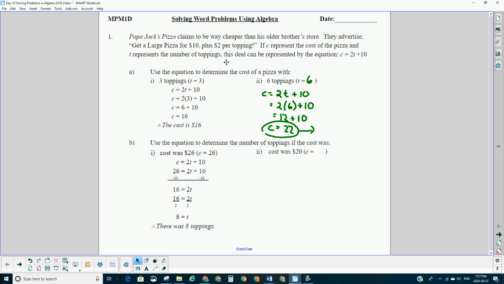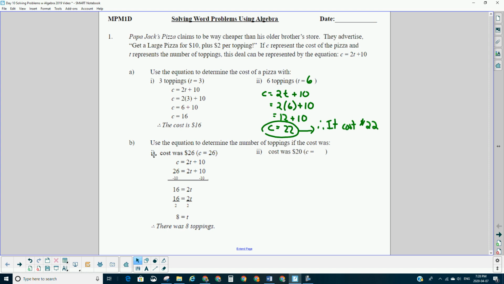And since the question is asked to you in words, we need to answer in words. The C equals 22 is a math statement. We need an English statement to finish it off. Just a simple, it cost $22 is fine. Okay, so that's one type of question that we can be asked with this equation.